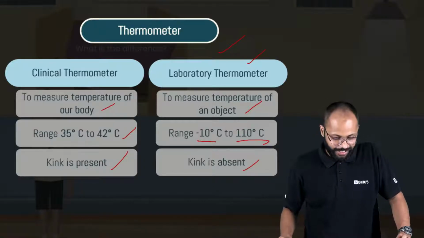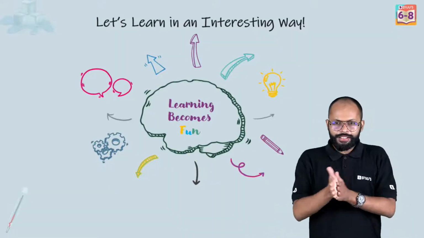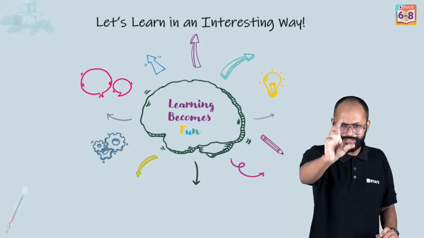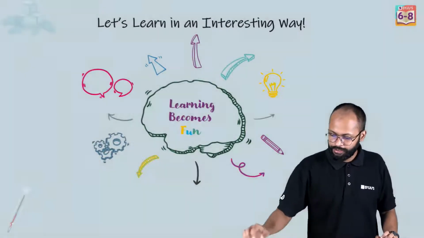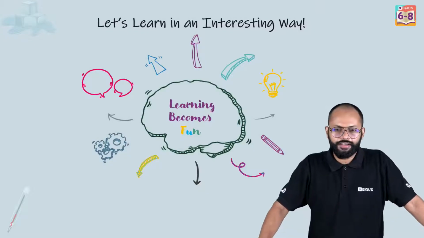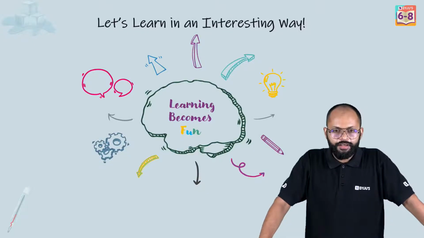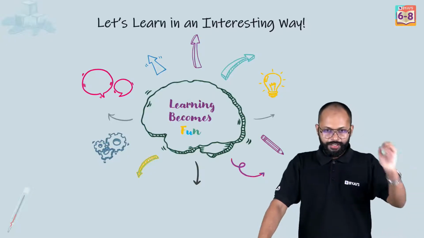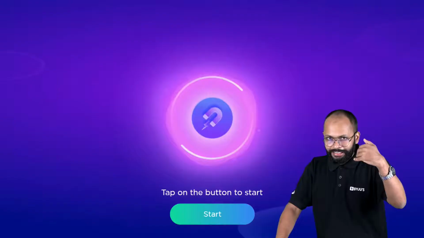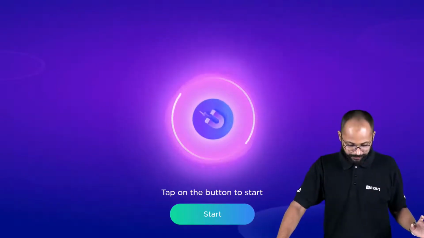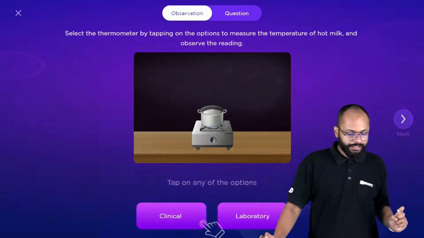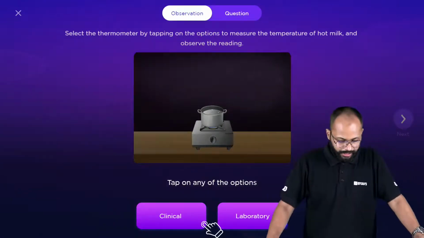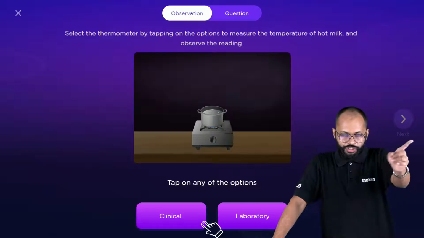Yes, correct. So, let's learn in an interesting way. This is a small simulation. Let's try it. Come on, guys, let's focus. This is what we call an interactive question, right? So let's see. Select the thermometer by tapping on the options to measure the temperature of hot milk and observe the reading. Which option do you want to tap?